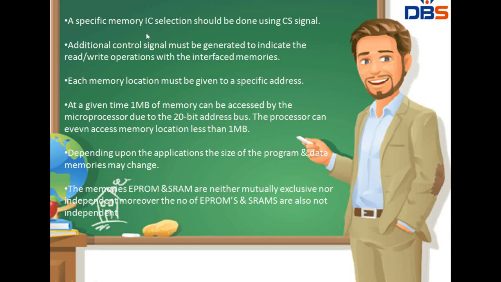In the same sense, we need to select a specific IC, and that is done through a chip select signal, and additional control signals must be generated to indicate the read/write operations with the interfaced memory. Additional control signals. If there are no additional control signals, then the system will go on in a regular fashion. But if it is done, then it won't work very fast. So some additional signals must be generated to indicate the read/write operations with the interfaced memory.